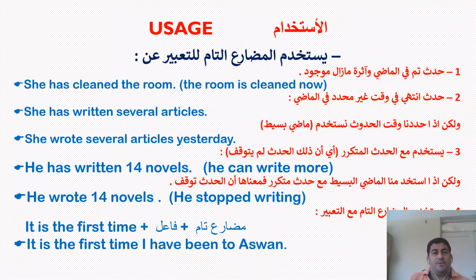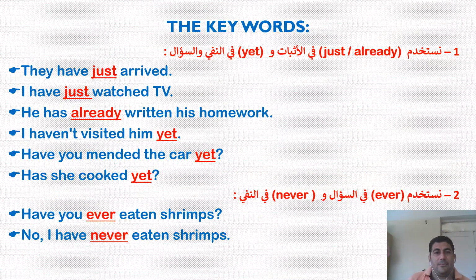And now there is another form you have to put in mind. It's the first time. So with this expression we use the present perfect simple tense. Pay attention to this. It's the first time plus subject plus present perfect. It's the first time I have been to Aswan.